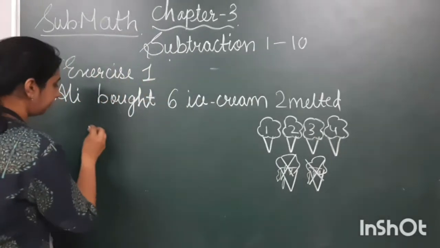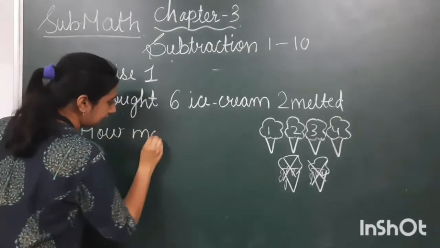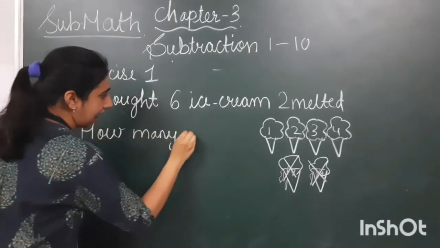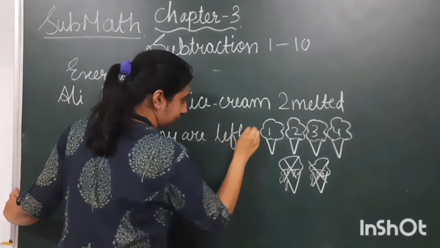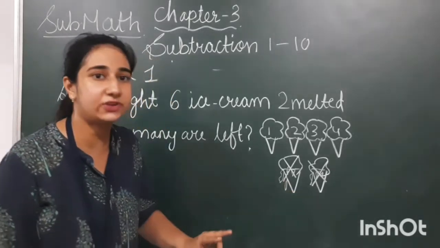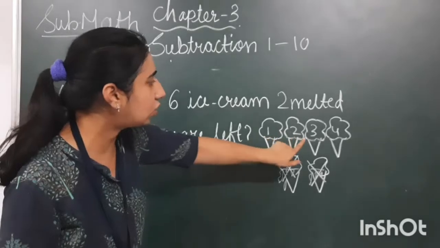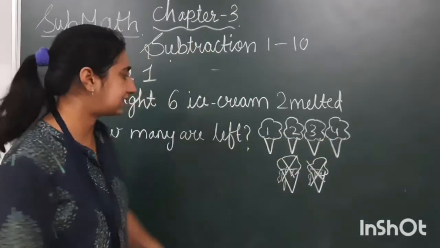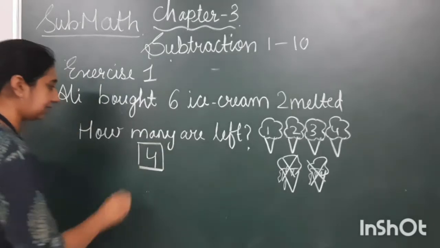How to write? First of all, how many are left? Tell me how many are left. As I cut here 2 ice creams which are melted, how many are remaining now? 1, 2, 3 and 4 ice creams. Here I will write 4 and we'll make a box.